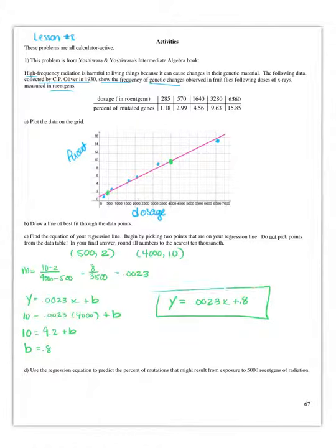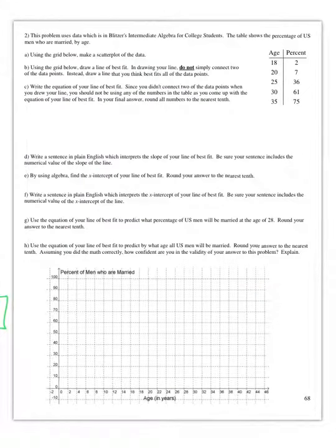Once we have our regression equation, we're able to use it to predict different percents of mutations. So if we are interested in predicting the percent of mutations for 5,000 roentgens, we can substitute in 5,000 for x and calculate our y. Now your answers may differ slightly because your line of best fit may be slightly different than my line.